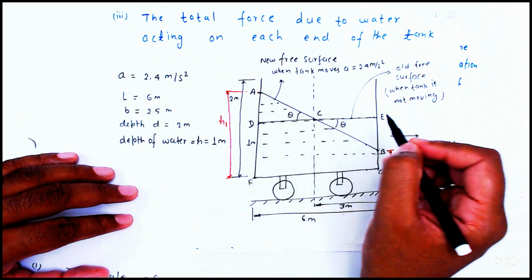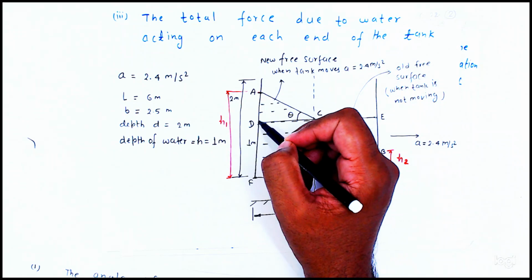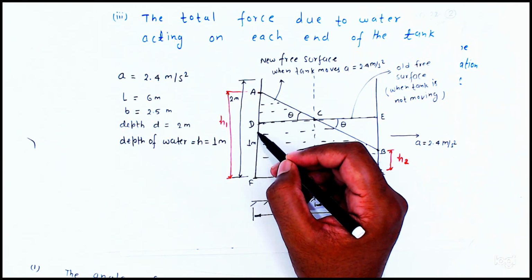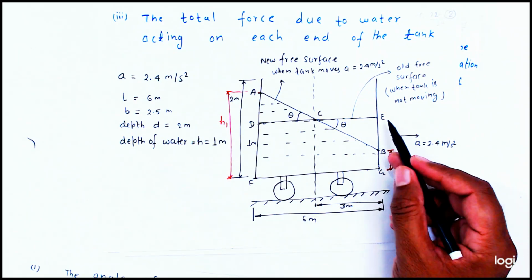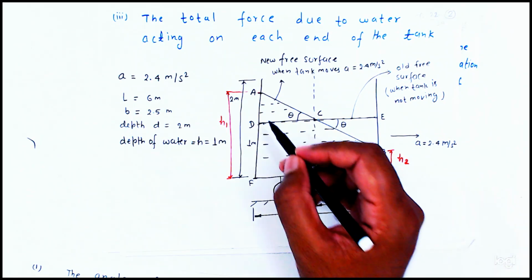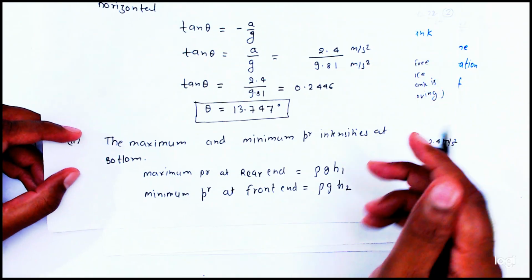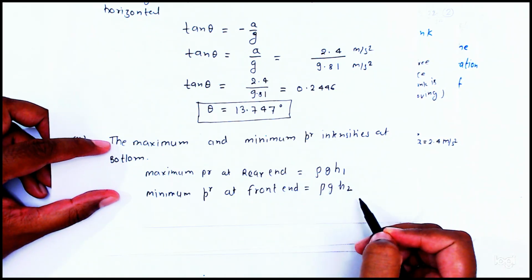So AD and EB are the same. Okay friends, so we have to find this value. Here we will add 1 meter and here we will subtract 1 meter from this value. So we are able to calculate H1 and H2, and once H1 and H2 are calculated, from here we can find the maximum pressure and minimum pressure.